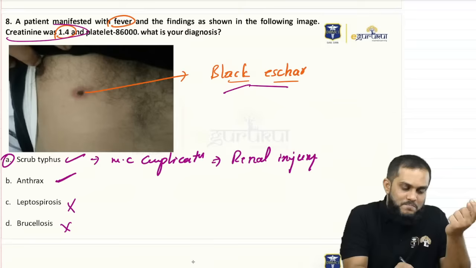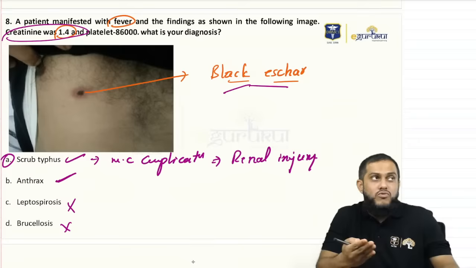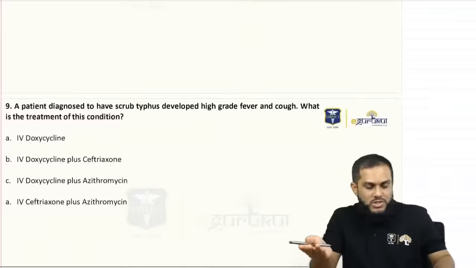Creatinine 1.4. The normal range of creatinine is somewhere up to 1.1 to 1.2 maximum. 0.4 to 1.1 or 1.2, or you can consider up to 1.1 to 1.2 as normal. 1.4 is always a higher range of creatinine. So there is kidney injury. That's why the answer is scrub typhus. Moving on to the next question.